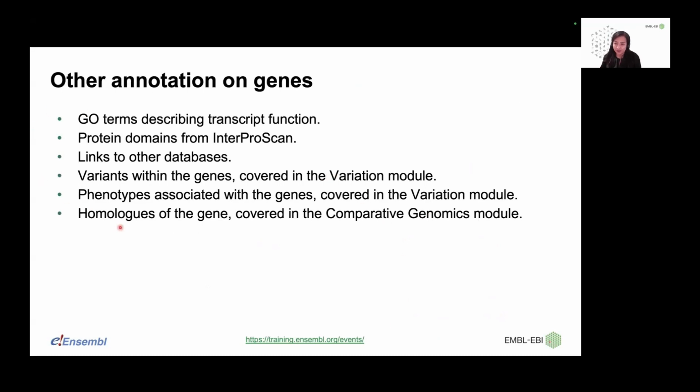And apart from GO terms, we also annotate protein domains. If it's a protein coding gene, we highlight any genetic variants if we have variant information for the species, and also any associated phenotypes. And we always provide links to external databases where there is an entry available.